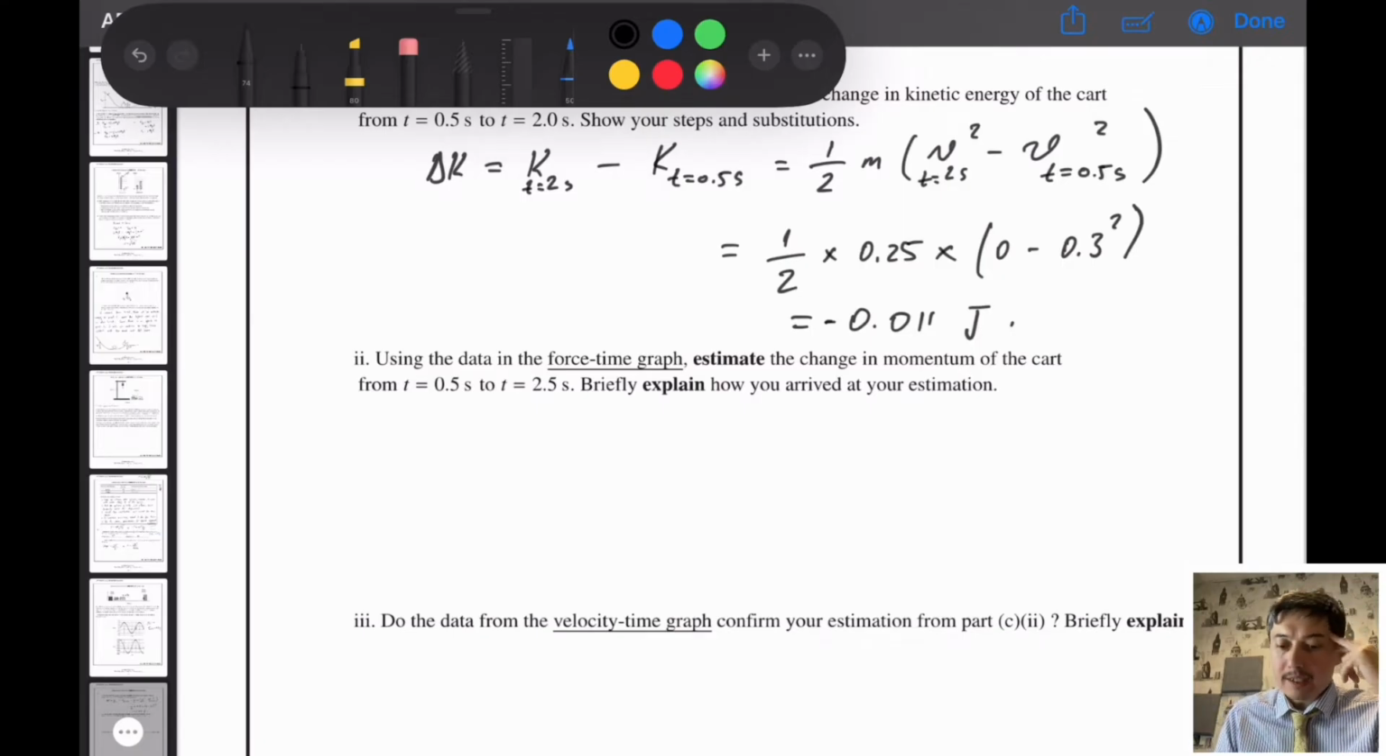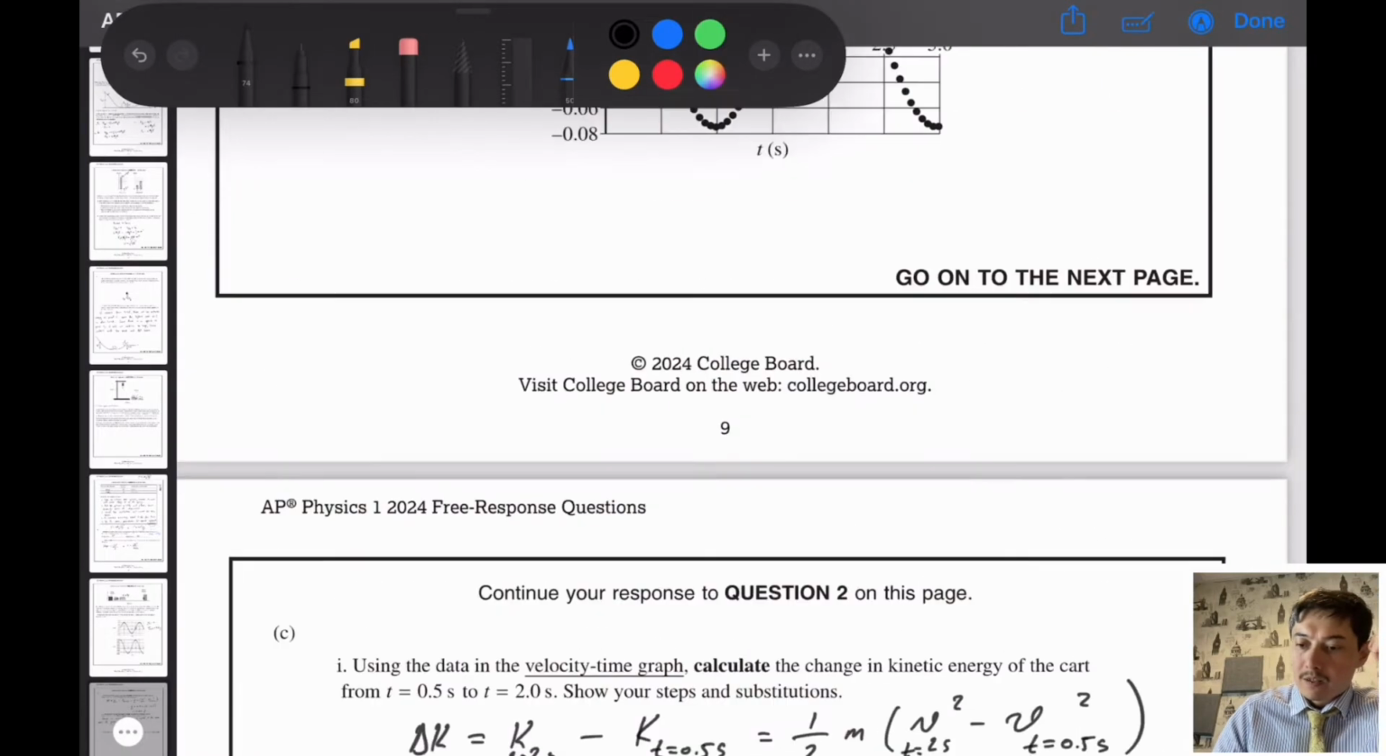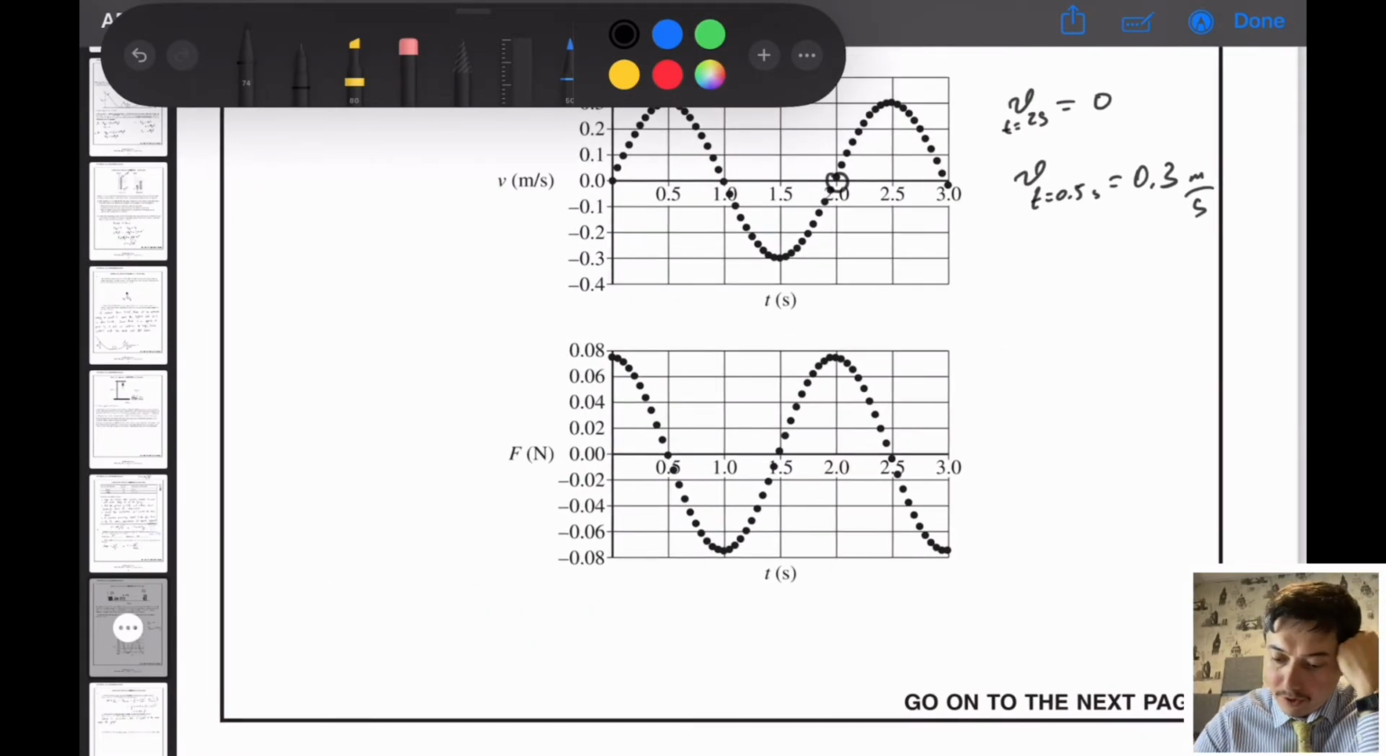Second, using the data in the force time graph, estimate the change in momentum of the card from time t equals 0.5 seconds to t equals 2.5 seconds. Briefly explain how you arrived at your estimation. So, change in momentum, dp, is equal to the area under the graph. If you look at it from 0.5, which is here, to 2.5, which is here. Now the area, we are talking about this and that.